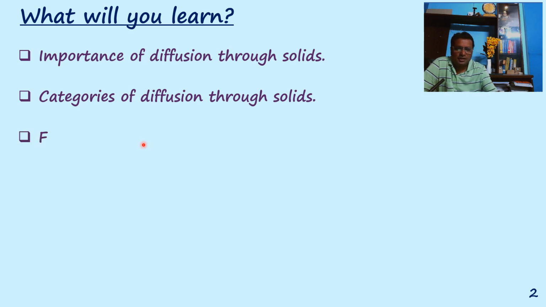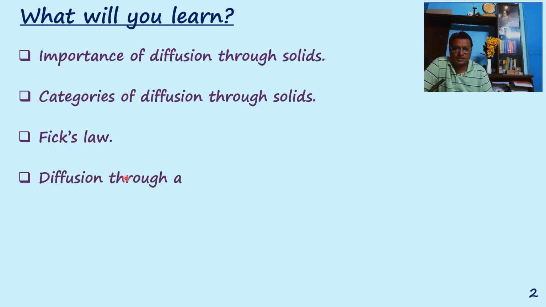So for that, first we will understand how we can apply Fick's law for diffusion through solids. And after understanding how to apply Fick's law to diffusion through solids, we will discuss three cases. We will understand three cases. First case is we will talk about diffusion through a solid slab at steady state.